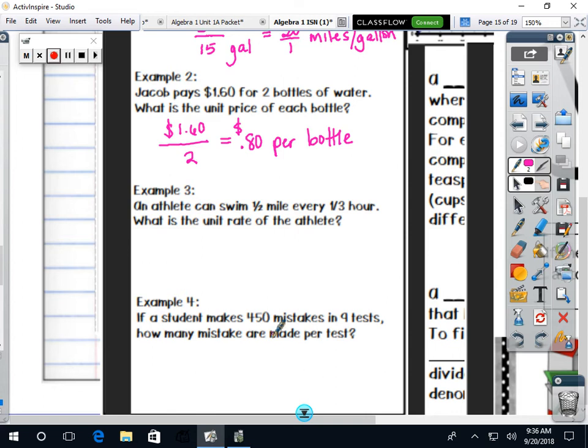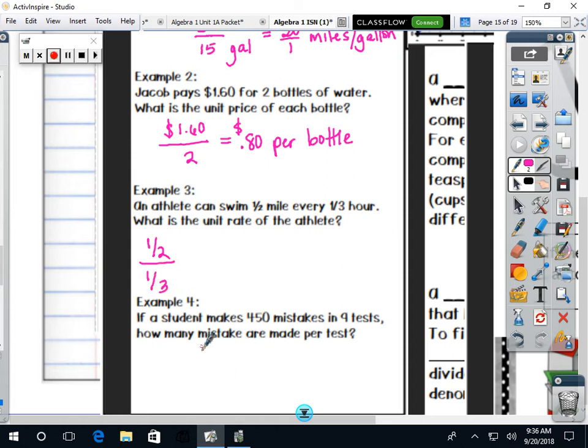All right, example 3. An athlete can swim half a mile every 1/3 hour. What is the unit rate of the athlete? Okay, yes, this one looks different because we're dealing with 2 fractions. But if you just continue doing the same procedure that we did on the previous 2 examples, you're going to get it right. So what do we need to do? What did we do on the previous 2 examples to simplify it? What operation? Division. Okay, so it's just half a mile divided by 1/3 of an hour.